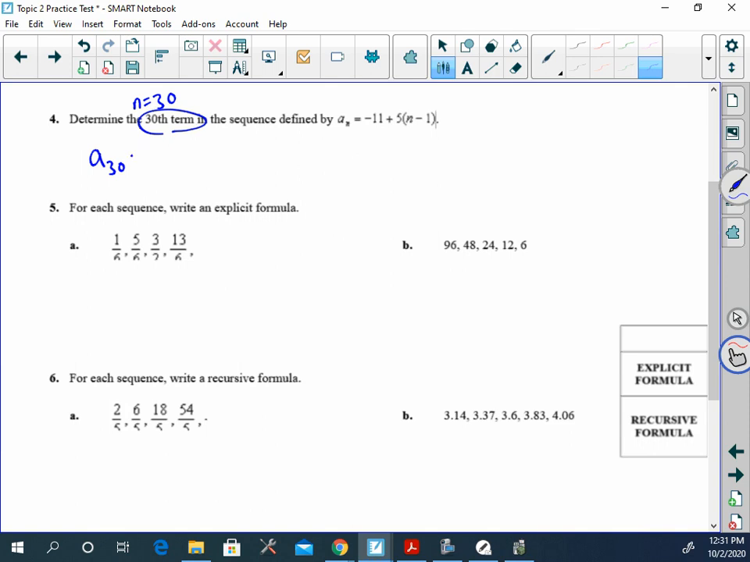And the A just means it's arithmetic, and this should follow along with your arithmetic formula if you're glancing at the formula there. But all we're doing then is plugging 30 in where we see n. And then that's going to give us our answer, so you can just type that into your calculator, and you should get 134.